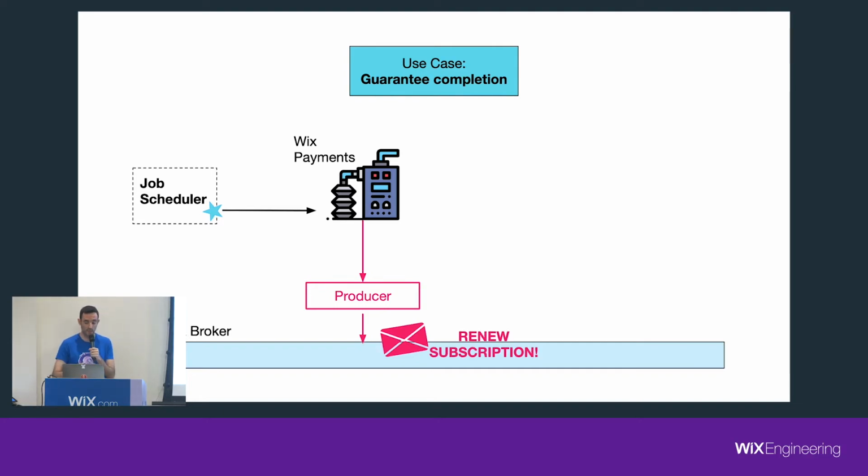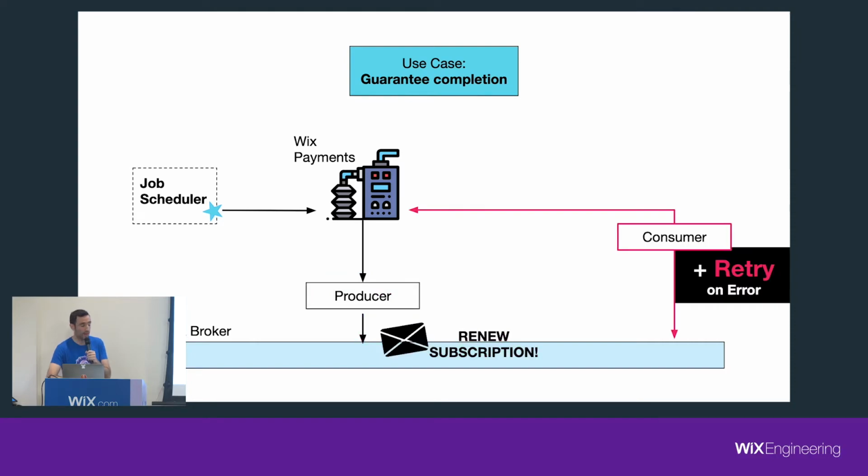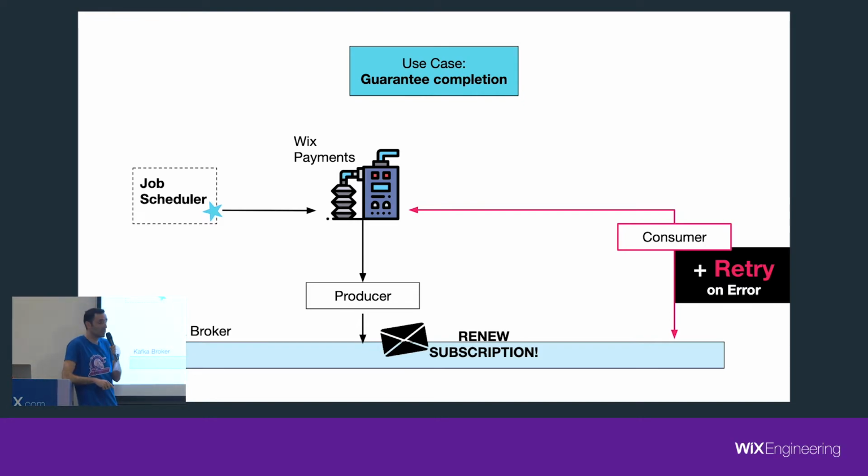And the first thing that the service will do, it will produce the message over to Kafka in order to know that it will not go away. And the next step is to consume it, by Wix payment service itself. And it will specify that it wants to retry in case there's some business error. So the job scheduler can forget about this job because it knows it's already in Kafka and it will be consumed, and it doesn't have to worry about it anymore. So that's a very powerful thing.